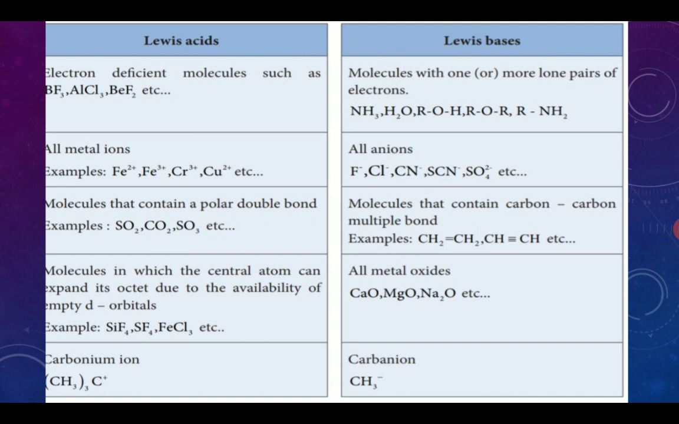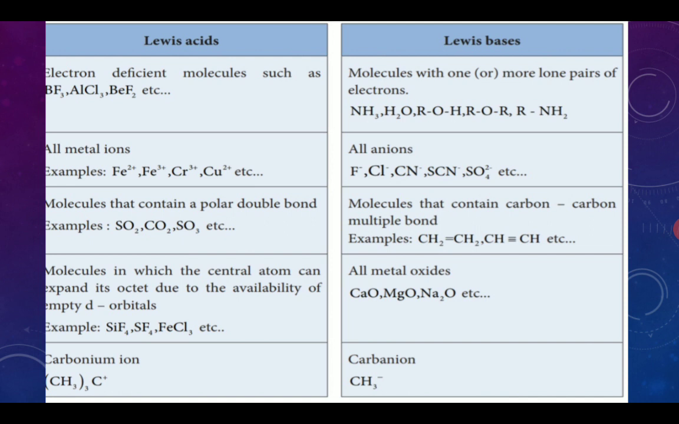On the other side, Lewis bases are those having a lone pair of electrons. The first best example is ammonia, NH3, then H2O, ROH which is alcohol, ROR which is ether, RNH2 which is an amine, a primary amine.